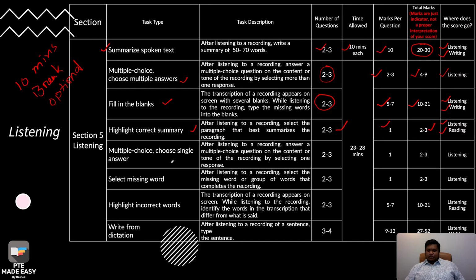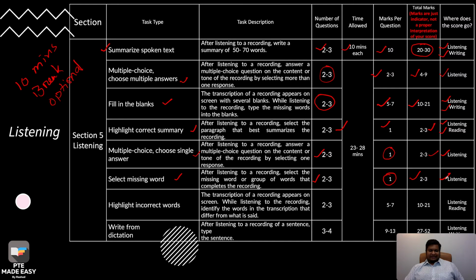Then you have multiple choice question, choose single answer. Just like reading, multiple choice question, choose single answer will have 1 mark each question, 2 to 3 questions altogether, giving you a total mark between 2 to 3, and the score is in only listening. Next is select missing words. You will have one correct answer for each select missing words, giving you 1 mark. And in this way, you will have 2 to 3 questions and 2 to 3 marks altogether, which is going to listening section.